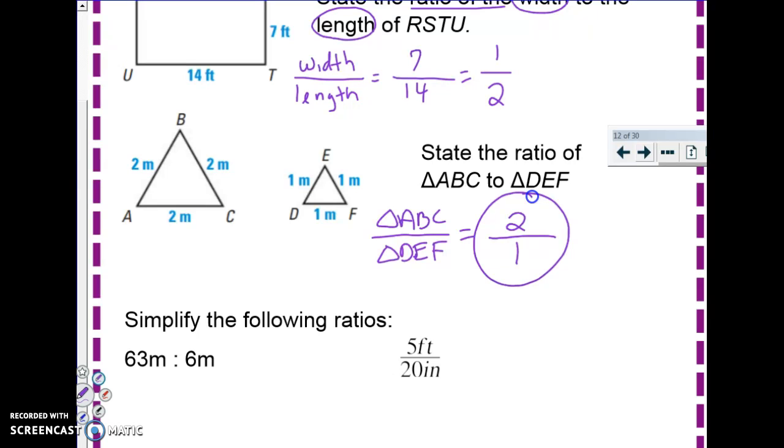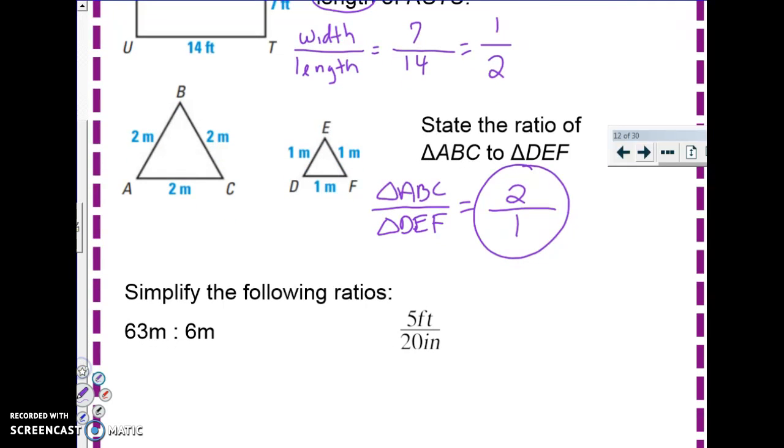And then sometimes you're asked to simplify. We just simplified up top, but when they're written a different way, you need to be able to know how to do those. So 63 meters to 6 meters, they both have a common factor of 3. So I'm going to simplify that 3 out of there, and my new ratio would be 21 meters to 2 meters. And that is simplified.